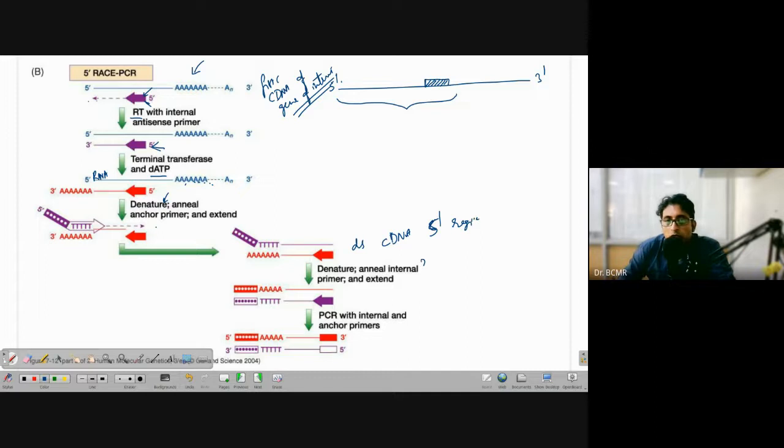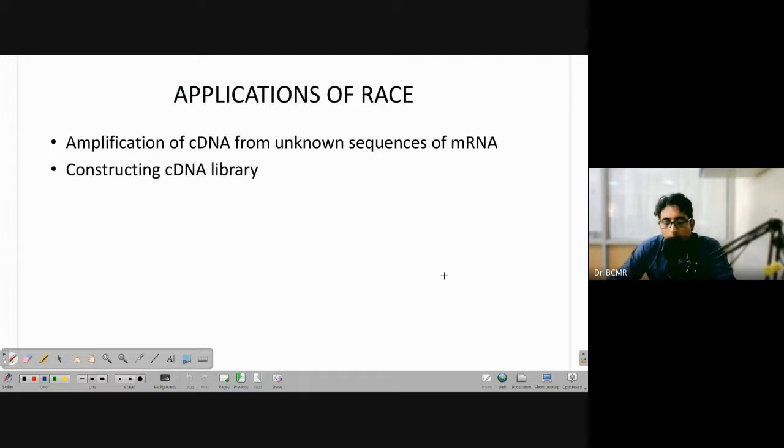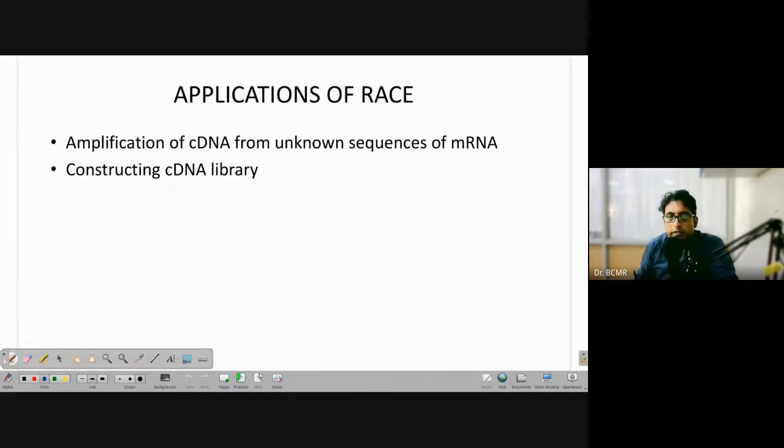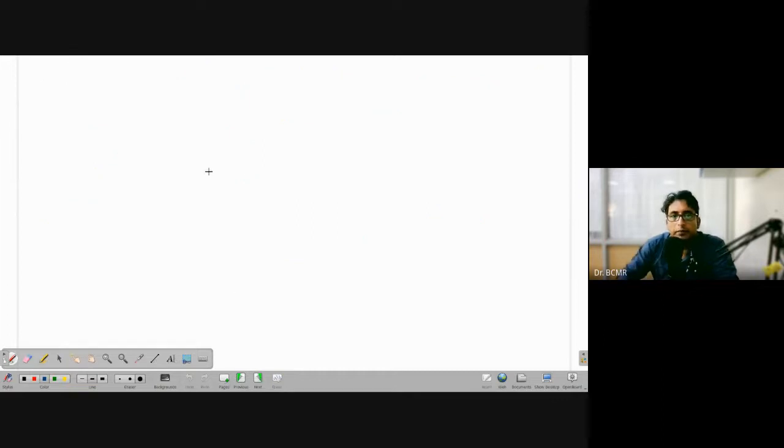We can then use internal primers and the primer here and this other primer, the anchor region primer, and extend this, and then we can clone it. Okay, so when we do these things, how do we get the whole DNA? Let me draw the problem and then we will try to address it again.